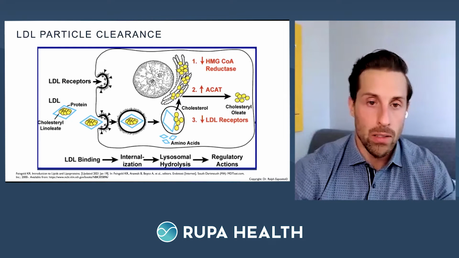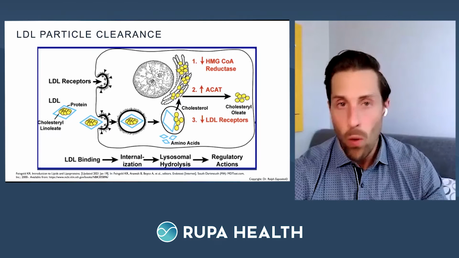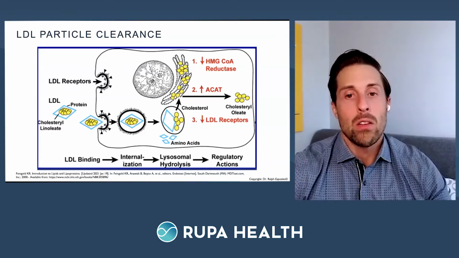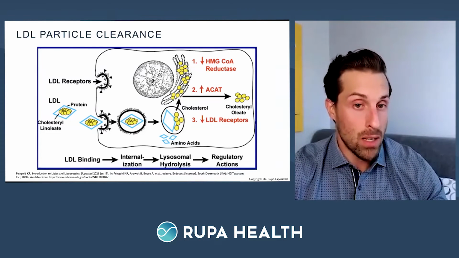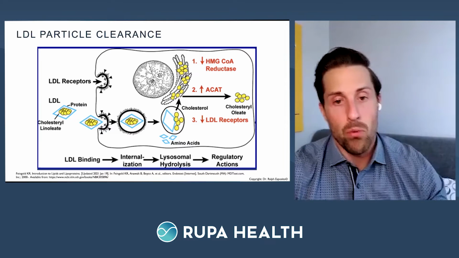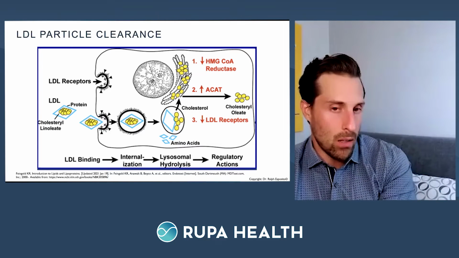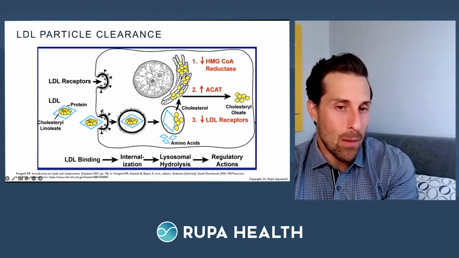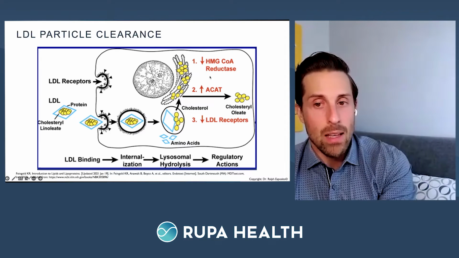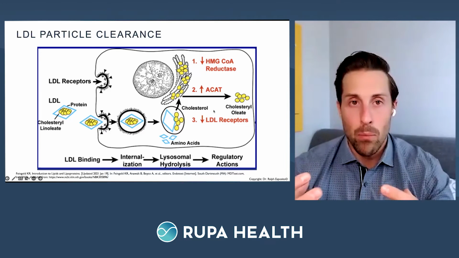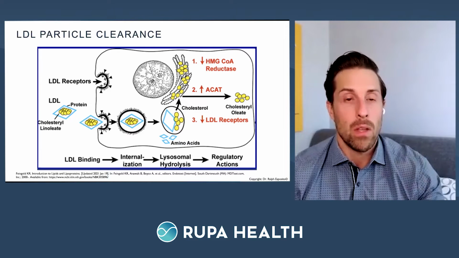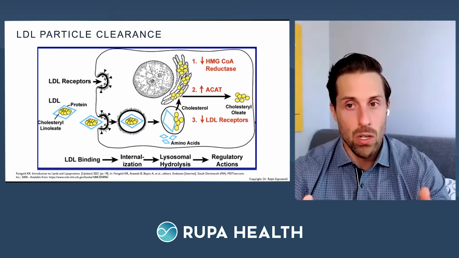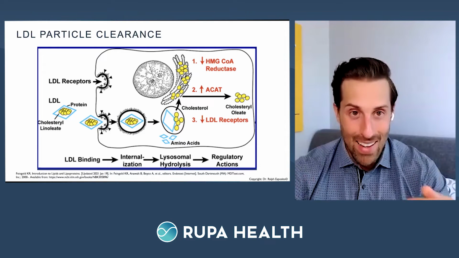Lastly, LDL particle clearance. In the end, our liver wants to take cholesterol, eliminate it, remove it, and clear it from the blood. So in order to do that, there must be LDL receptors. Those LDL receptors bring the LDL, or the lipoprotein, into the hepatocyte, and it metabolizes it. As the intrahepatic pool of cholesterol increases, the liver says, okay, I'm going to make less cholesterol. I'm going to reduce cholesterol synthesis, so I'm going to inhibit HMG-CoA reductase.